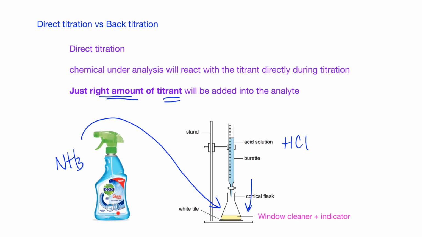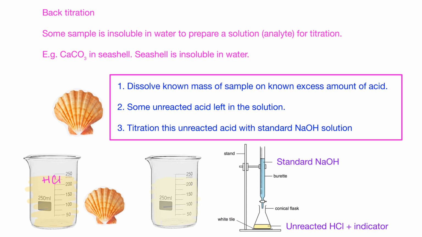Normally the chemical in the sample is used as part of the analyte or titrant, and we carry out the titration. But back titration is slightly different, because for some samples, the chemical inside is insoluble in water. We cannot prepare that as a solution. If it's not in solution, then we cannot carry out a titration directly. So if a sample is insoluble in water, we cannot prepare it as a solution.